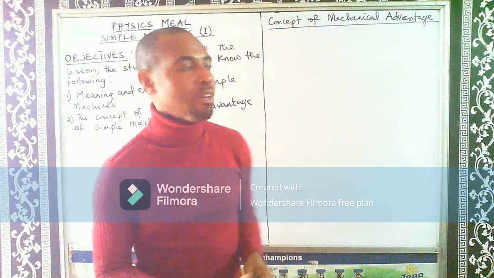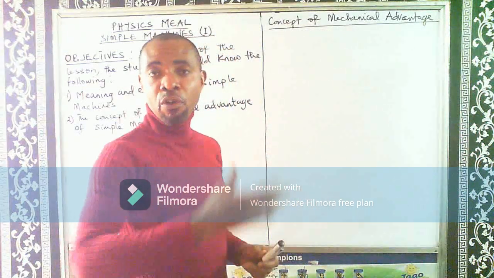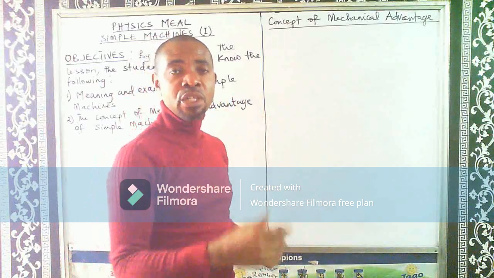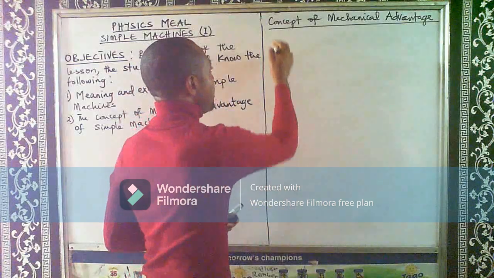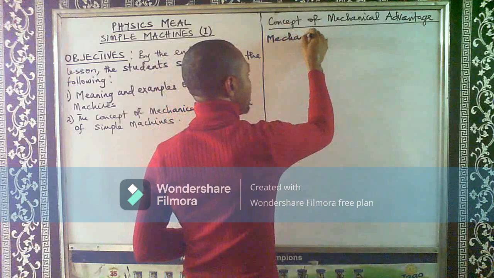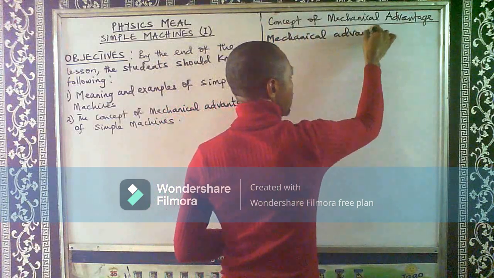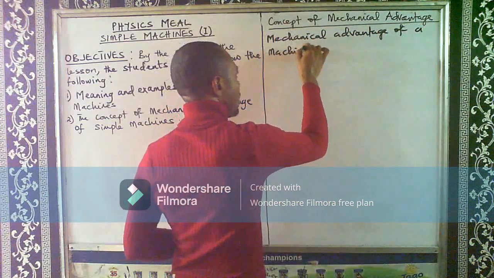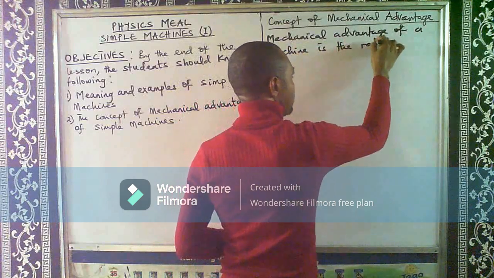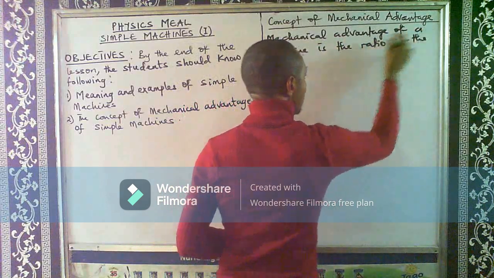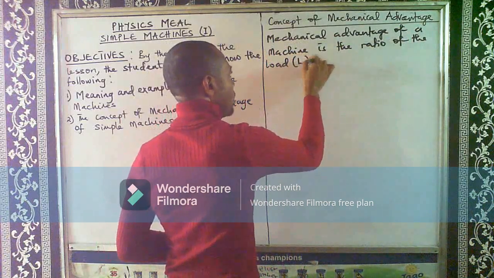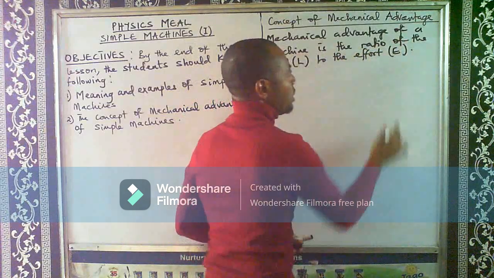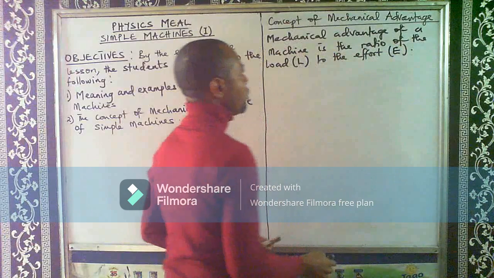So we define mechanical advantage as the ratio of the effort to the what? To the load. Sorry, as the ratio of the load to the what? To the effort. So we say mechanical advantage of a machine is the ratio of the load L to the effort E. Ratio of load to the effort.